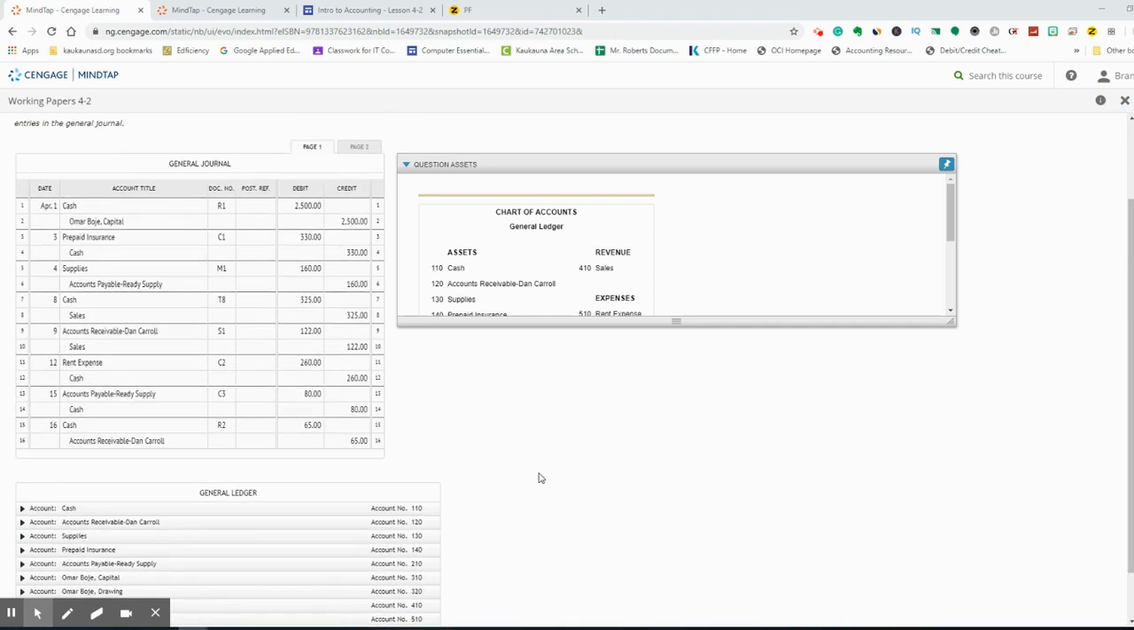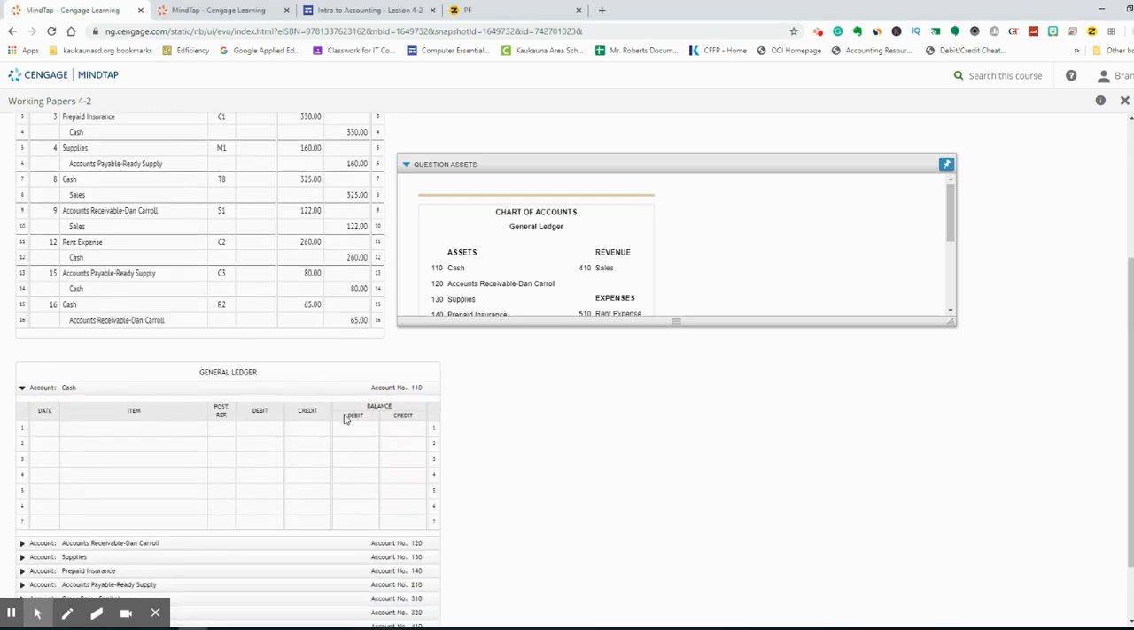So let's go through here, keeping in mind the 5 steps for posting from the general journal to the general ledger. Going from the journal to the ledger, let's make sure we keep those in mind. The first thing we have is the April 1st transaction from the general journal, where it looks like we received an investment, right? Some cash from Omar Boje, and it increased his capital. So it looks like the owner made an investment. Let's go first into this account, and we know that cash is affected, so we're going to open up the cash general ledger.